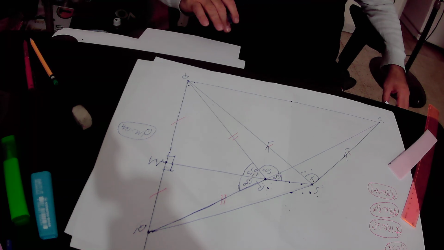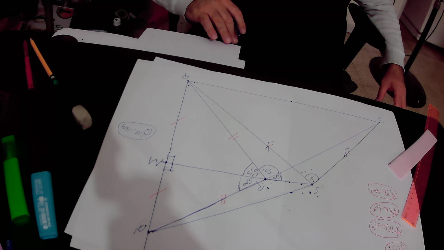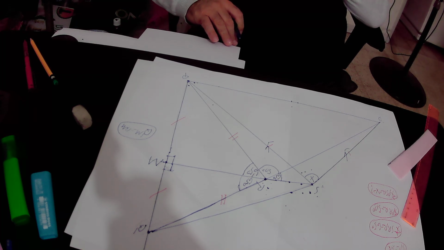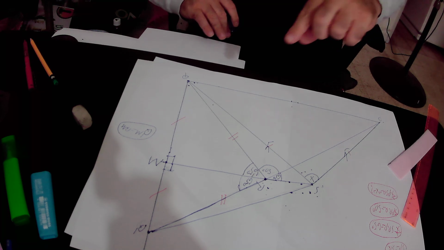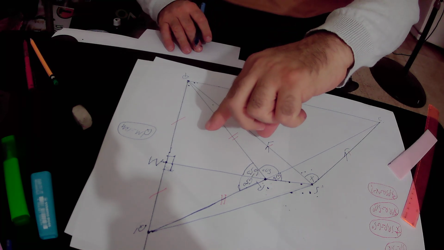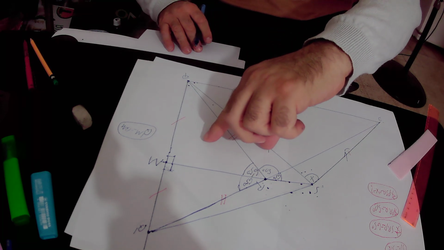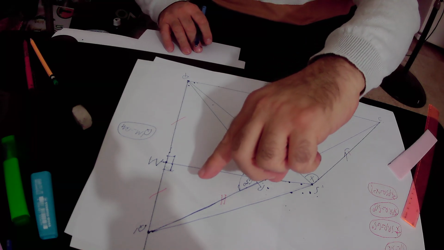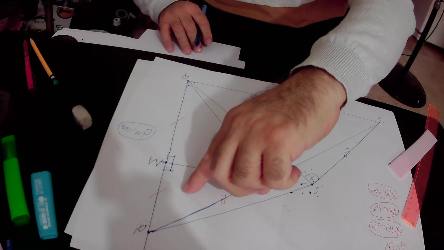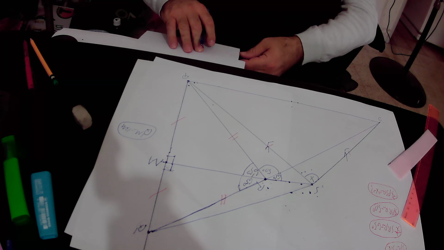Before that, we will prove that the right triangle QMS is congruent to the right triangle Q'MS. Okay?